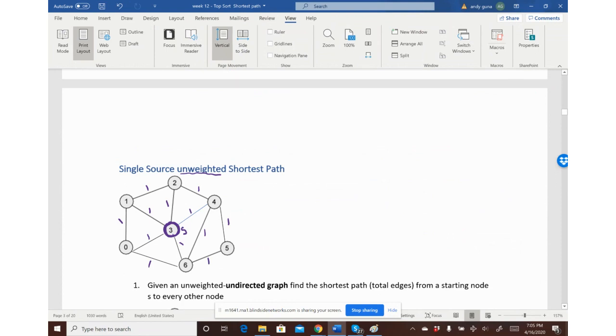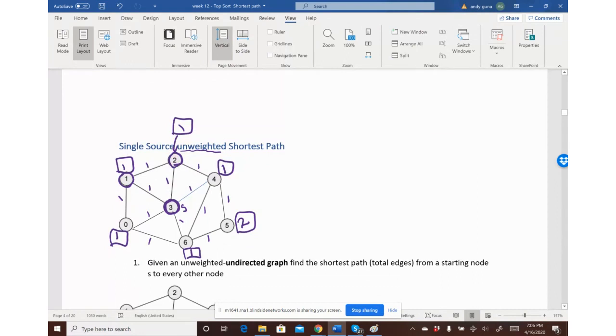So if you count, the shortest path to 1 from 3 would be 1, to 2 would be 1, and 4 is 1, 6 is 1, and 0 is 1. But for the 5, it would be 2. So these are the shortest paths from 3 to every other node. Now, clearly, I can see the graph, so I can just mark it up. And that's not what we're looking for. We are looking for an algorithm.